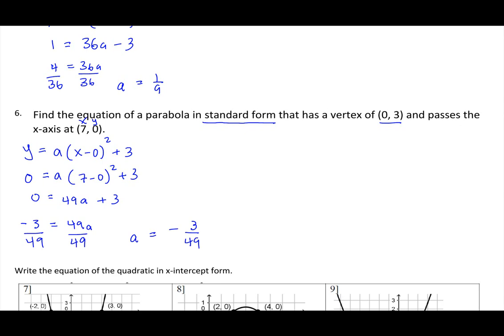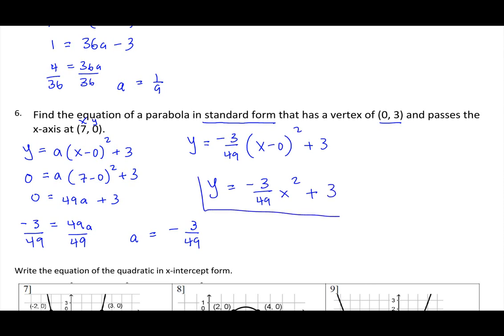Now the equation in standard form, so we have y is equal to negative 3 over 49, right? Parentheses, x minus 0, which is just going to be just x, right? And then we have plus 3. Well, x minus 0 is just x, so basically we have y is equal to negative 3 over 49 x squared plus 3. So this would be the equation in standard form. Okay.